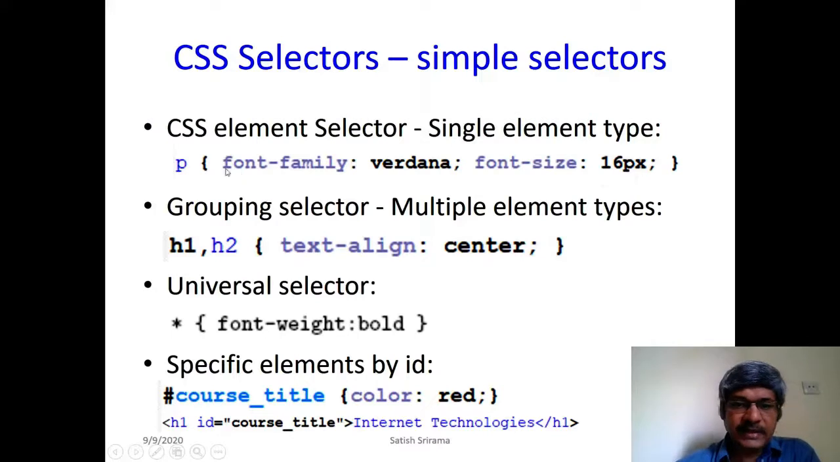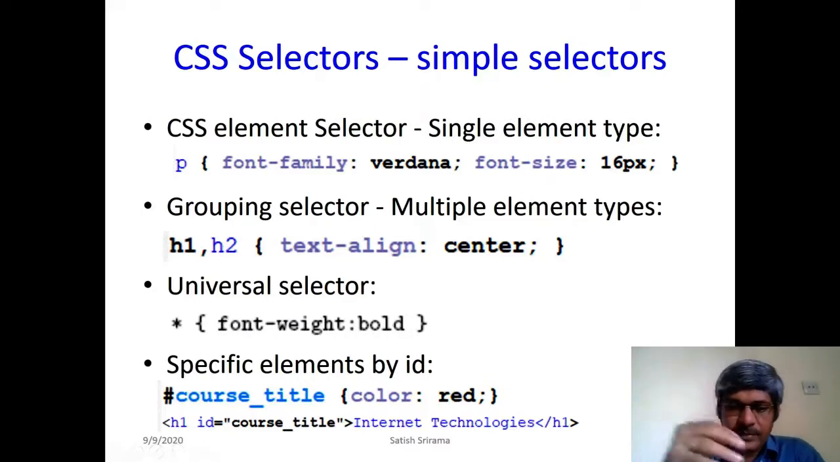Then you can also group them. For example, group multiple elements. Say I can specify that for H1 and H2 the text should be centered. Then I can put it in a single rule; this is called the grouping selector. So H1 comma H2, and then the declarations: text-align center. We'll see them in examples. However, if you want to select all tags, there is the universal selector. If you put star and font weight bold, everything becomes bold.